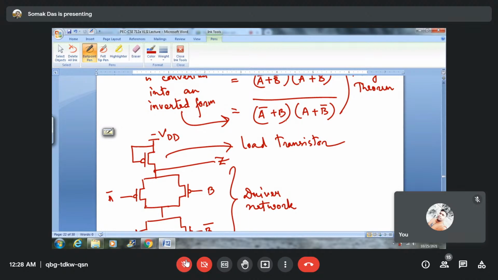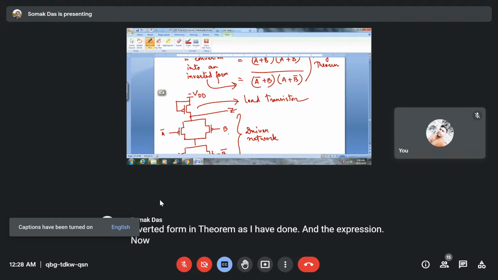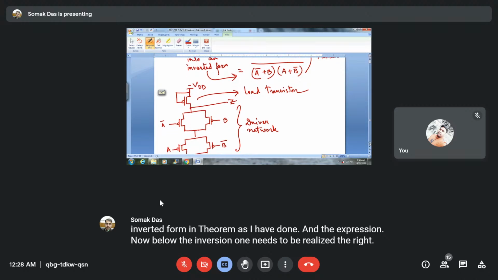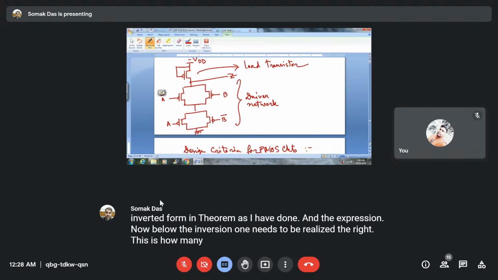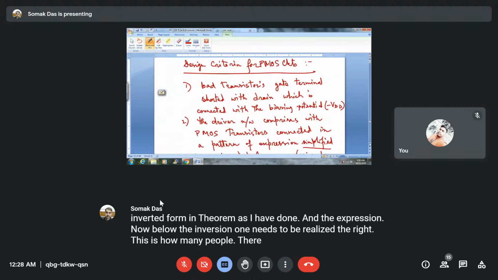If the expression is given in a non-inverted form, you need to convert that into an inverted form using De Morgan's theorem, as I have done. And the expression now below the inversion bar needs to be realized within the driver network. This is how any PMOS circuit can be designed. So there should not be any problem.